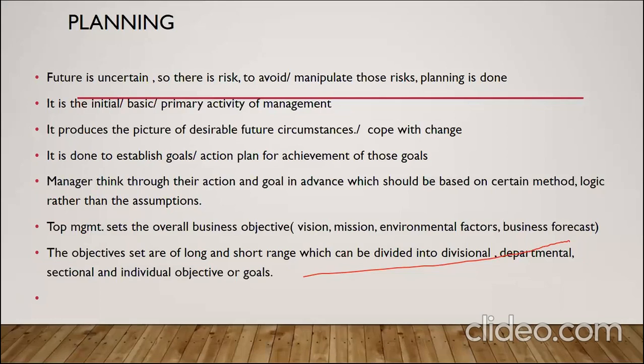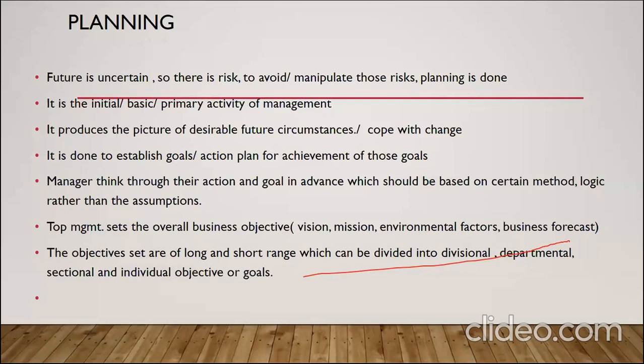Basically, top management sets the overall business objective, as I've already told you, on the basis of the vision, mission, environmental factors, and business forecast. These are some of the things with the help of which top management decides the overall business objective. The objectives are of long and short range. Long range is basically more than 5 or 10 years, and short range is within 5 years or below that period of time.